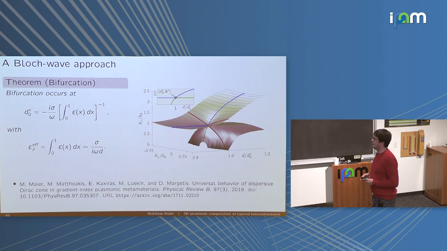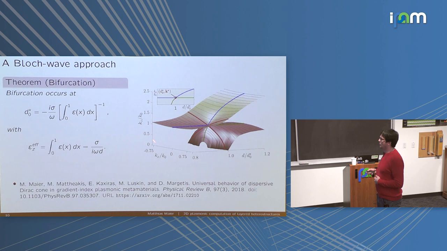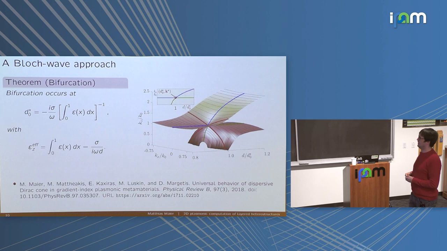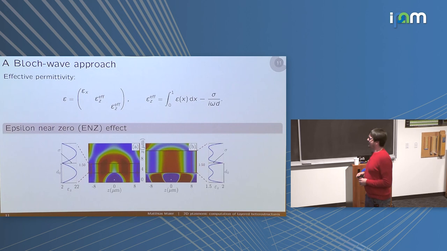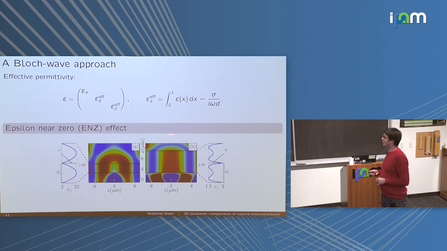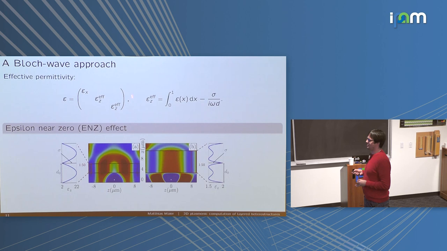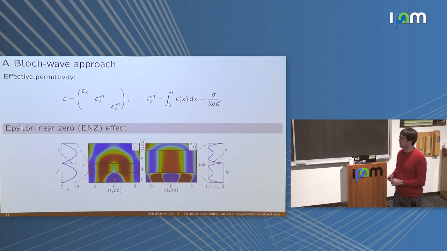And looking into this dispersion relation a little bit more, one can also justify writing out something like an effective permittivity corresponding to it, where we're averaging over the permittivity in x direction, and then we had a contribution from the surface conductivity. Let me comment on one thing in here. This is actually sufficient to explain why we are seeing this epsilon near zero effect, simply because we end up with a permittivity tensor where, by manipulating D, we can drive those values close to zero, and then we exactly see this propagation.